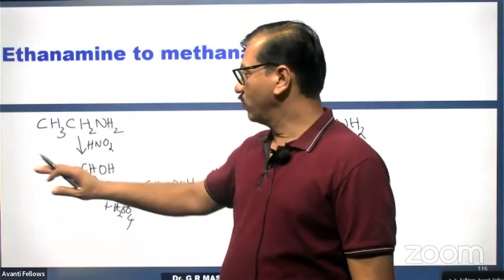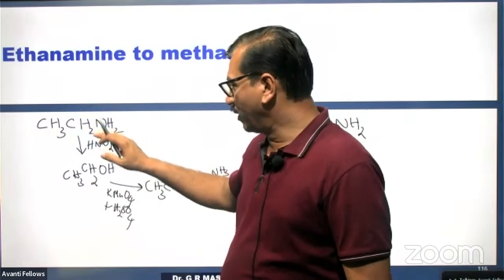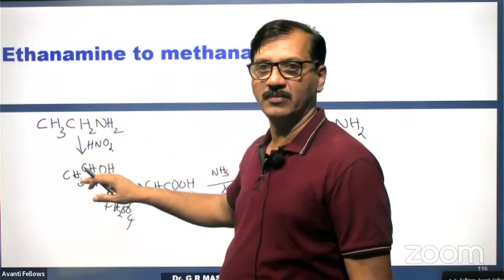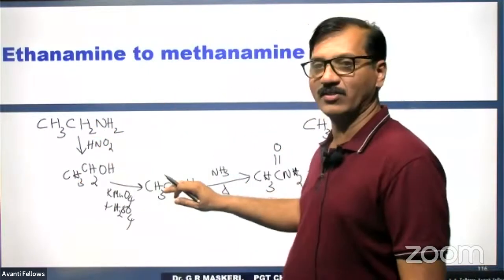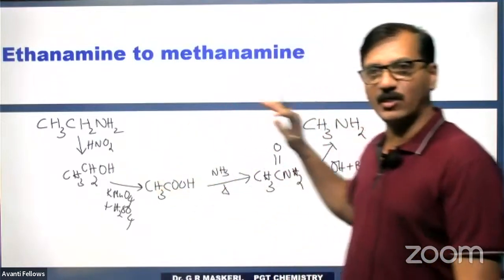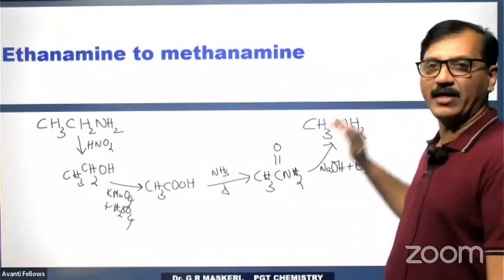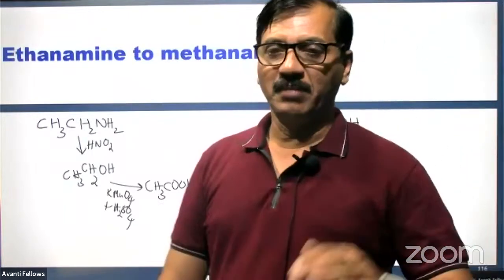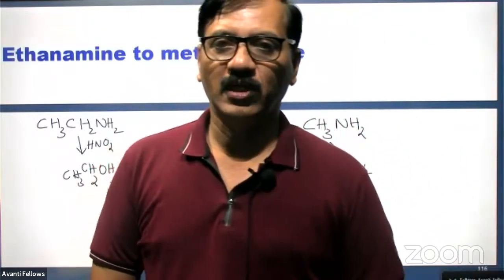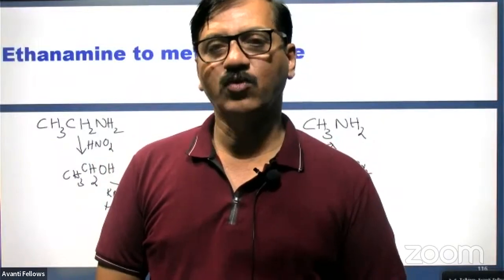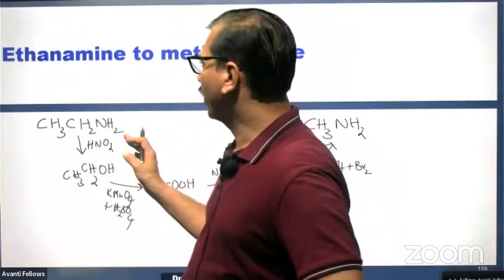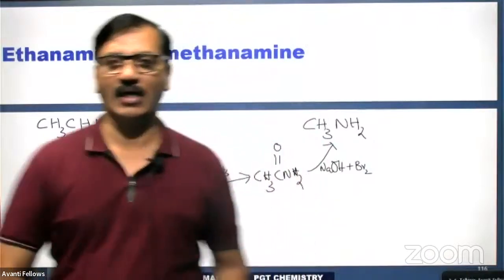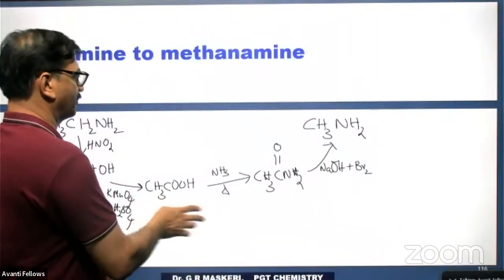Okay, now consolidate: amine to alcohol, alcohol to carboxylic acid, carboxylic acid to amide, then amide to amine. So this may contain several steps, but if you have a logic, then you can do this conversion easily, right?